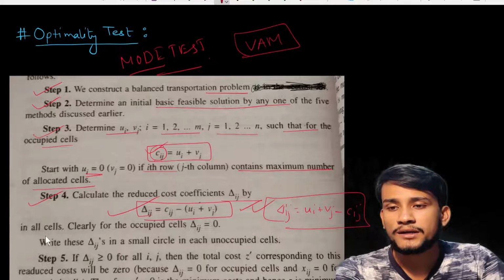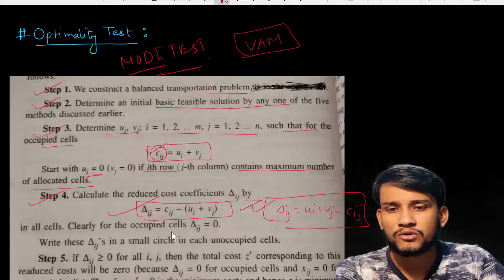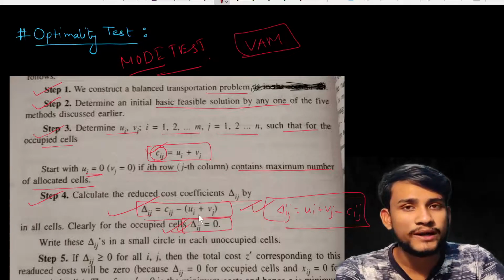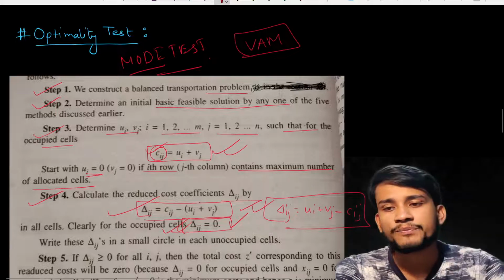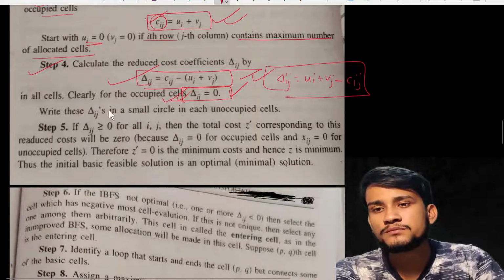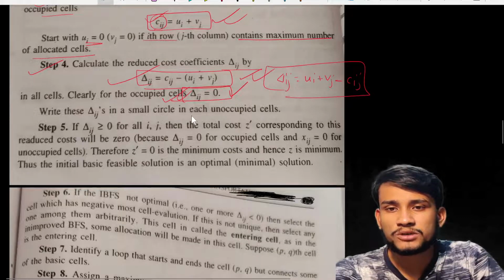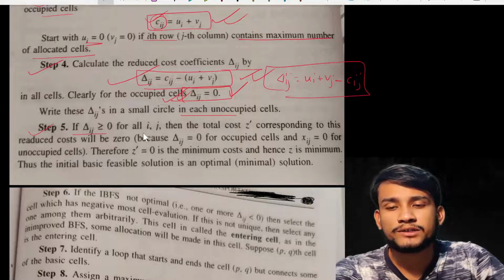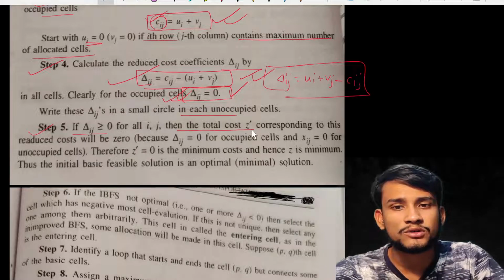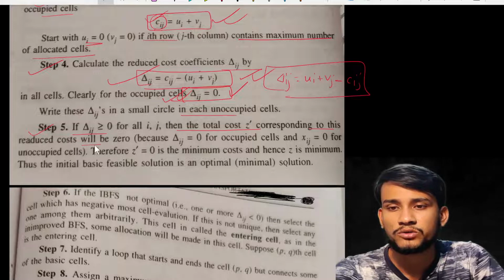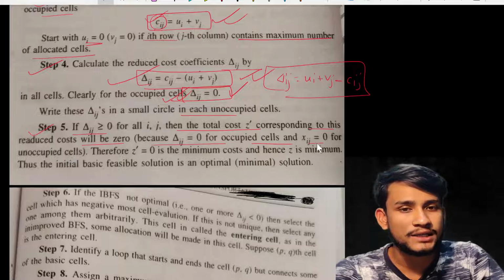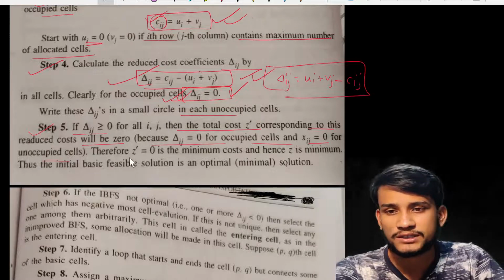Okay, and in these cells clearly for the occupied cells delta ij equal to 0. क्यों, क्योंकि ऑक्युपाइड सेल्स के करस्पॉन्डिंग डेल्टा आई जे इक्वल टू 0 लेके ही हम लोग इसको सॉल्व करेंगे. ठीक है, सो लेट अस टेक द एग्जांपल एंड देन राइट दिस डेल्टा आई जे इन द स्मॉल सर्कल इन द अनऑक्युपाइड सेल्स. ओके, step 5, if delta ij greater than or equal to 0 for all ij, then the total cost z dash corresponding to this reduced cost will be 0, because delta ij equal to 0 for the occupied cells and xij equal to 0 for the unoccupied cells. Okay, this is the reason.